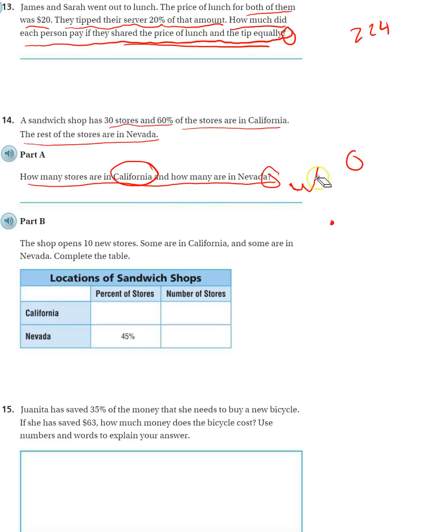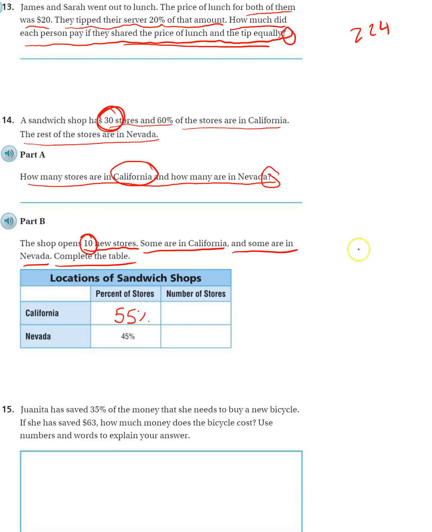Okay, I'm erasing my work. You never do so. Okay, the shop opens 10 new stores. Some are in California and some are in Nevada. Complete the table. So we know 45% of the stores are in Nevada, so that means the remaining 55% are in California. There were 30 stores.